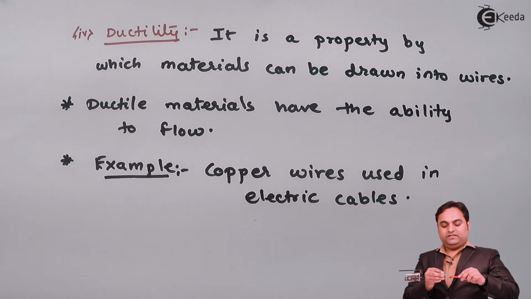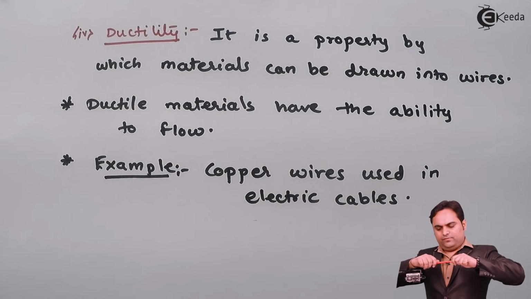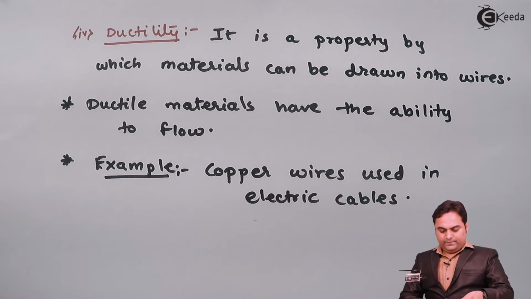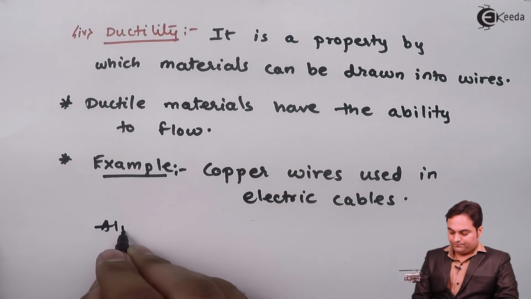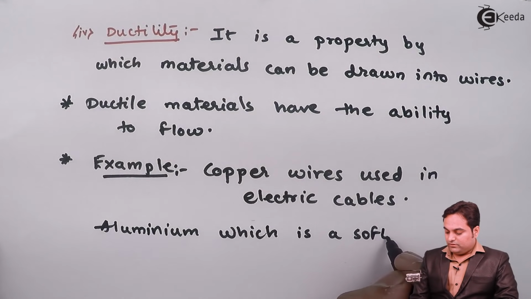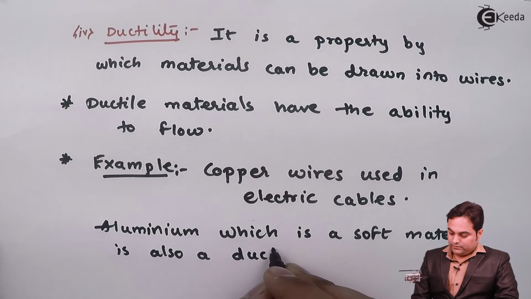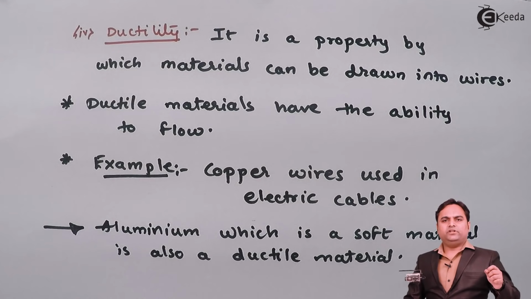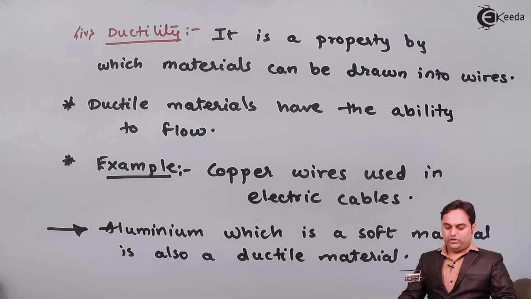Like for example, this pen, if it is made up of ductile material, when I apply the load here, this pen will change its shape. And the more tension I apply, as I pull this material, it will get elongated and converted into wires. So again, ductility is a very important mechanical property. Apart from copper wires, aluminium, which is a soft material, is also a ductile material. Since it is soft, we can use aluminium to convert it into wires. So this was one of the important mechanical properties.